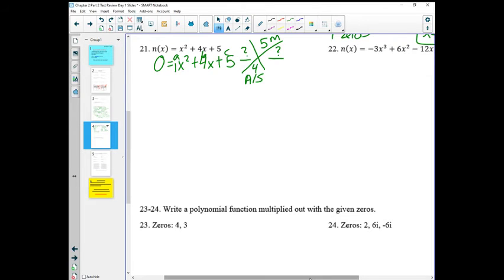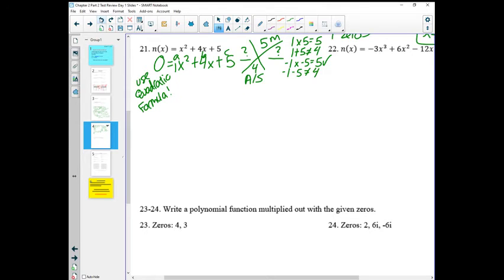Let's think of some examples, like 1 times 5 makes 5, but 1 plus 5 does not equal 4. Another way you can make positive 5 is if we multiply negative 1 times negative 5. That makes positive 5, but negative 1 minus 5 does not make 4. So there's no way we can factor this polynomial. But we could solve using the quadratic formula, because it is a polynomial that we can't factor, we can still solve it just using the quadratic formula.